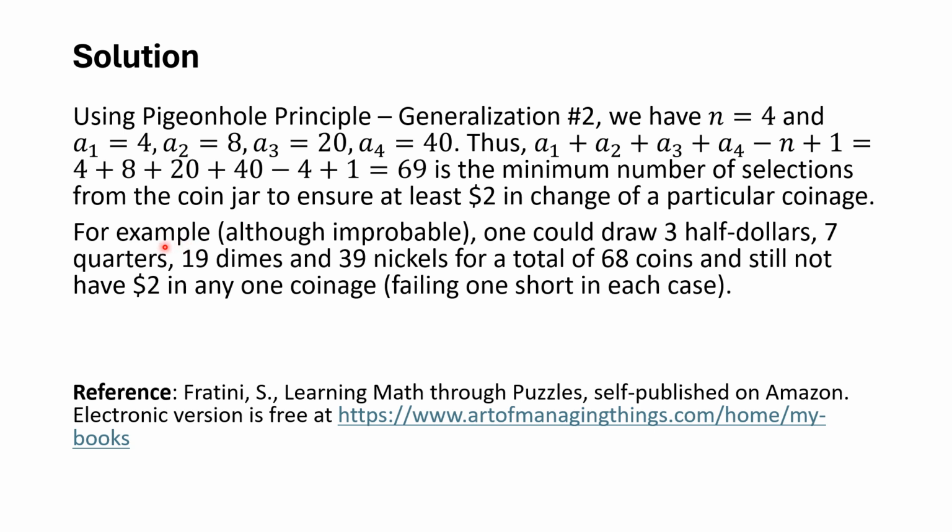So you can look at it again using the worst case analysis. One could draw 3 half dollars and not have $2 yet, 7 quarters and just be short of $2, 19 dimes, 39 nickels, and in each case you'd be 1 short of what you need to get to your $2. And if you add up these numbers here, the 3, 7, 19, 39, you get 68. And so the next coin you pull out, whatever it is, half dollar, quarter, dime, or nickel, you're going to have at least one set of coins of the same type to give you $2.